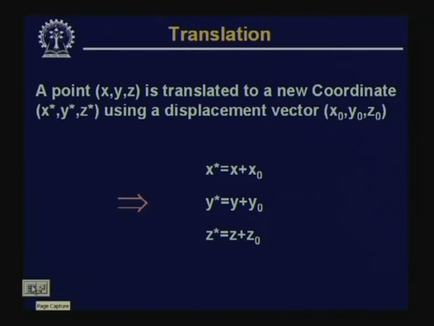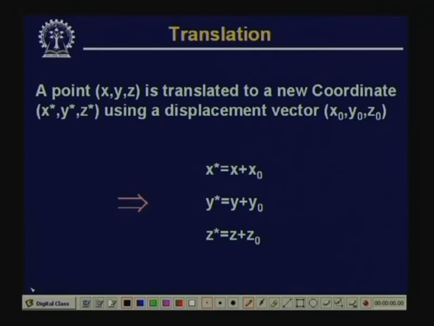So, you see that in our previous case, because we had only the coordinates x and y, this third expression, z star equal to z plus z naught, was absent. But now we are considering a three-dimensional space, a 3D coordinate system. So, we have three coordinates x, y and z, and all these three coordinates are to be translated by the translation vector x naught, y naught, z naught, and the new point we get is x star, y star and z star.